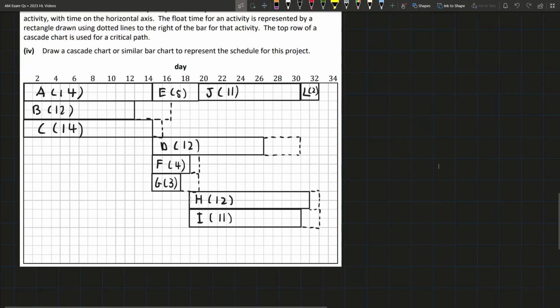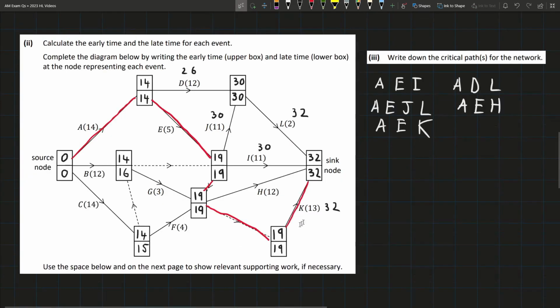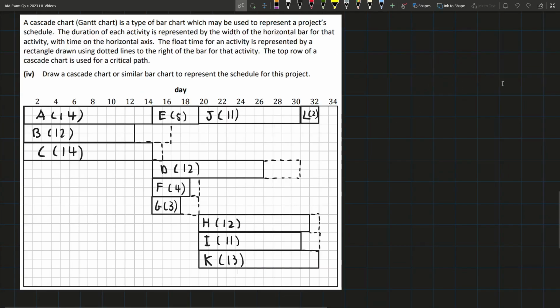Whereas I made a mistake on H and J. These are starting on day 18. They should be starting on day 19, so I'm just going to fix that now. And finally, K can start on day 19. It'll take 13 days, and that'll take us up right to the end. So that should be the completed Gantt chart.